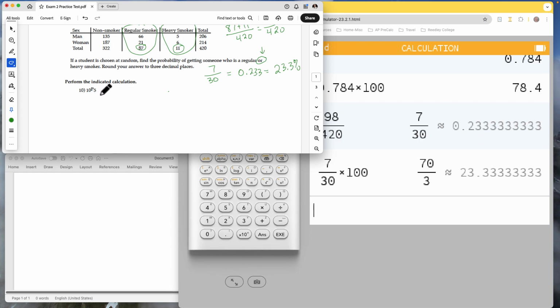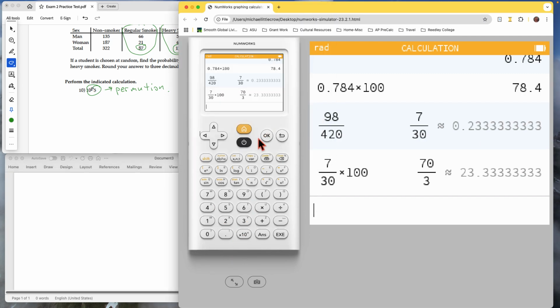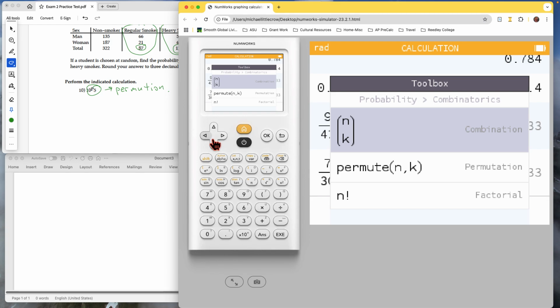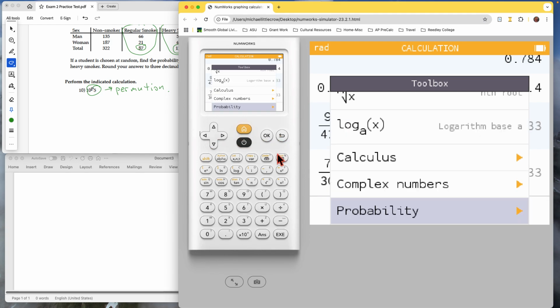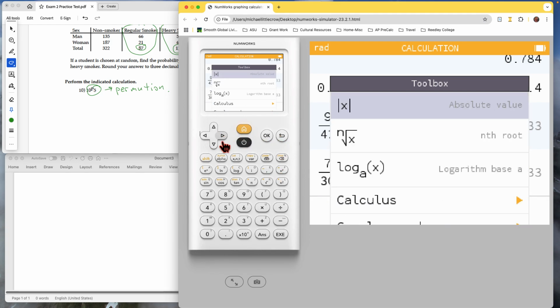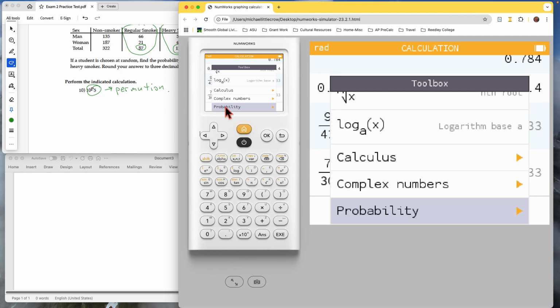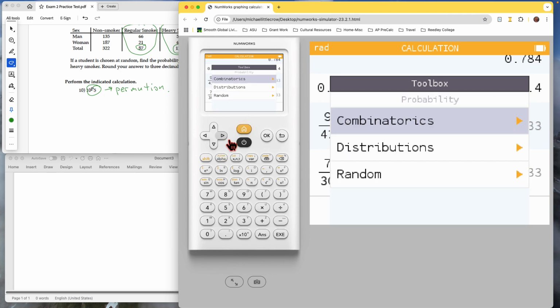This is a permutation. And so be ready to do a permutation or a combination. The way it's done on the NumWorks calculator is from the calculation screen, we go to the toolbox. Notice, paste right under, that's the toolbox. Let me back up a little bit. When you come to the toolbox the first time, there's all these different tools. We want to use the probability tool, and we want to do combinatorics.